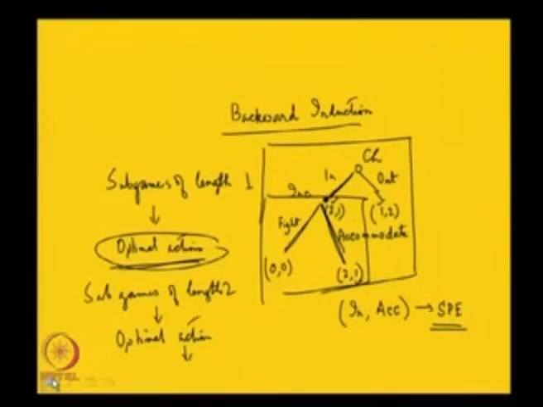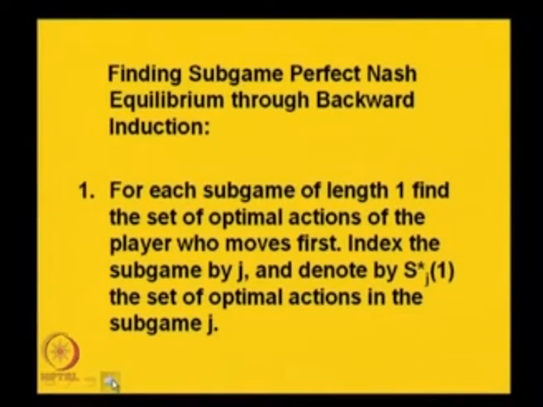But this method that I described here rather loosely can be tightened a little bit by stating it more formally, what is the method of backward induction. So, let us try to do that. So, this is the method formally stated. Finding subgame perfect Nash equilibrium through backward induction.